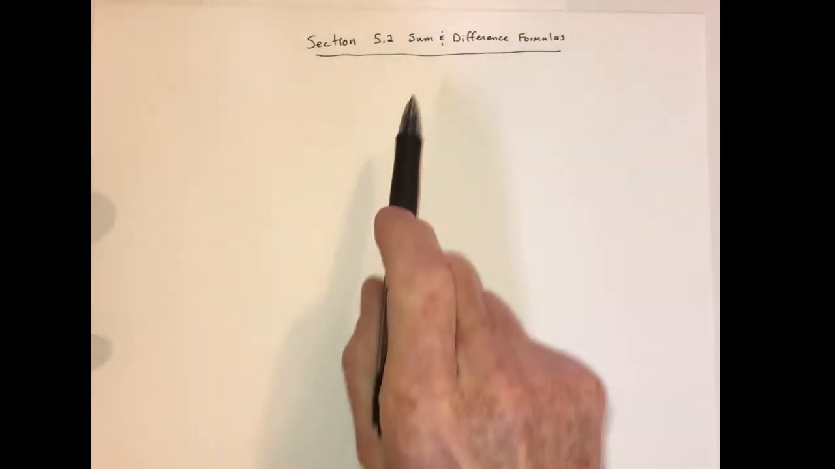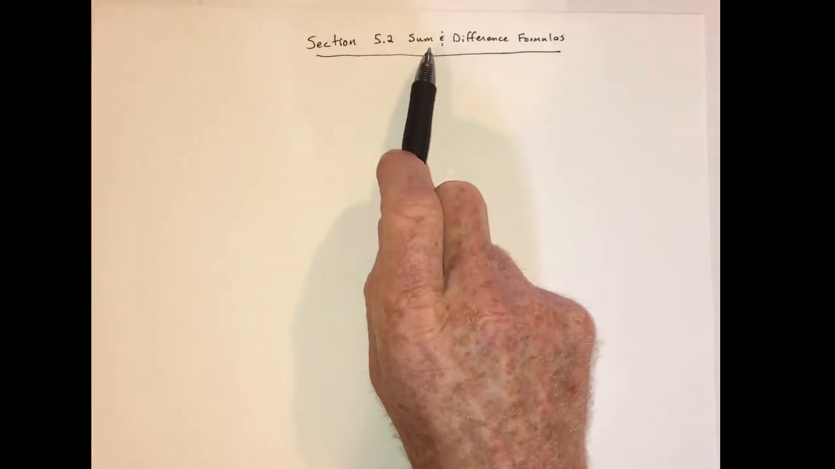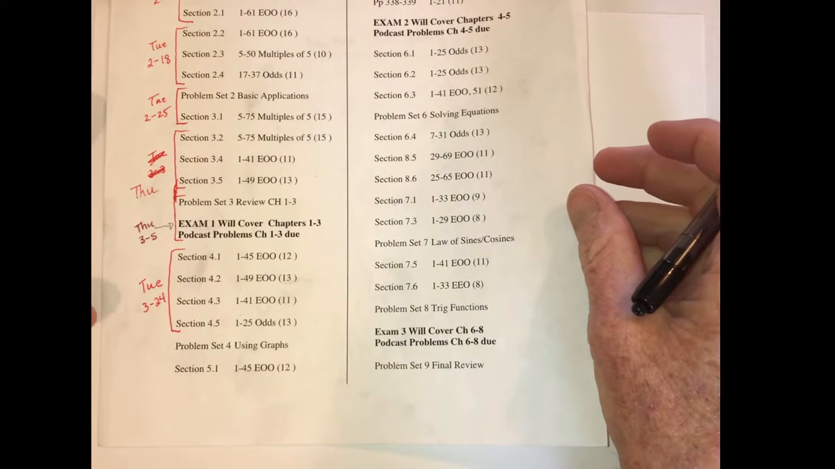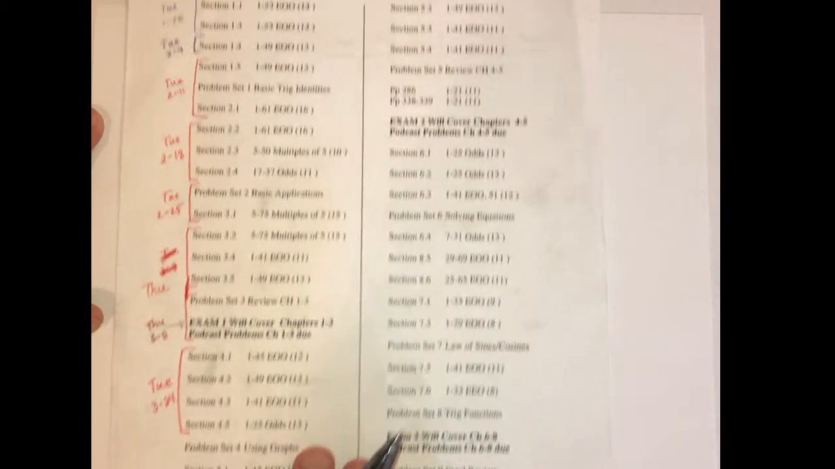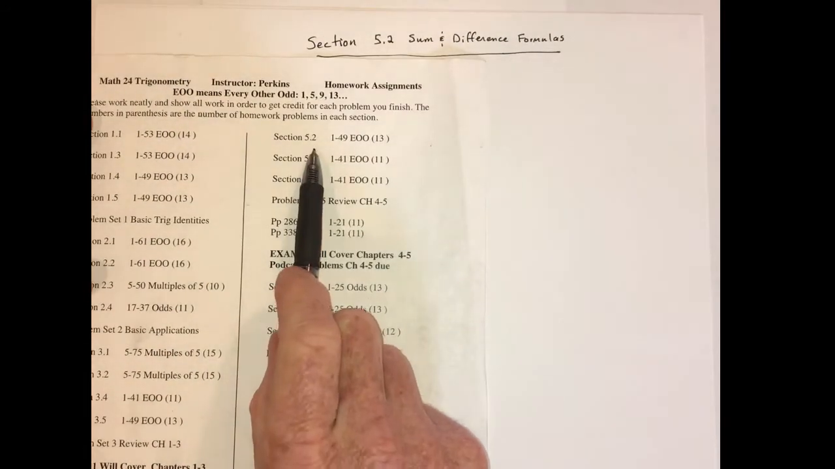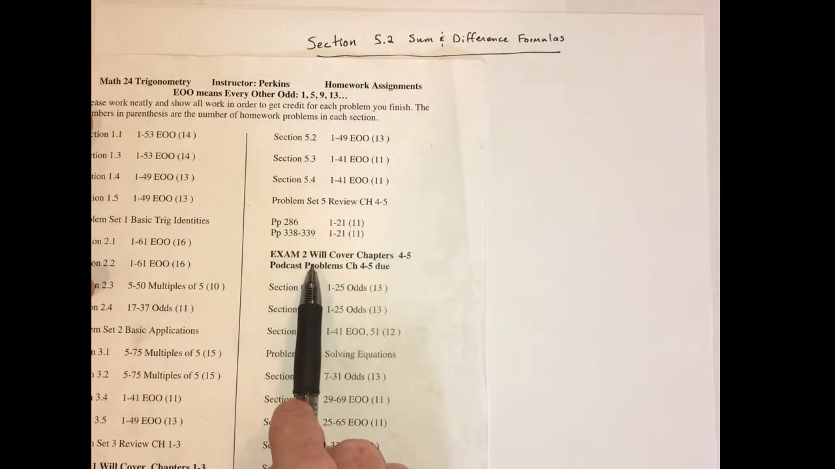Well, on to the next section, 5.2, sum and difference formulas. Before we get on to that, just real quick, take a look at the homework paper. So this is when we were halfway done with the semester, section 5.1, and now we're over here. So as you can see, we're getting close to exam number 2.